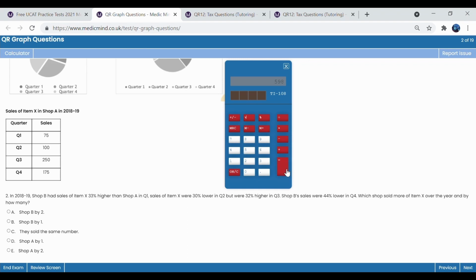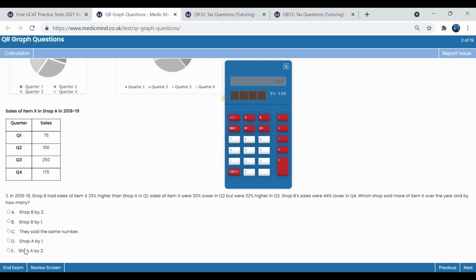Shop A, 175, add that to that. 175 add 175 is 350. 350 add 250 is 600. So 600 versus 598. So therefore shop A has more. The question asks which shop sold more, so shop A by 2.